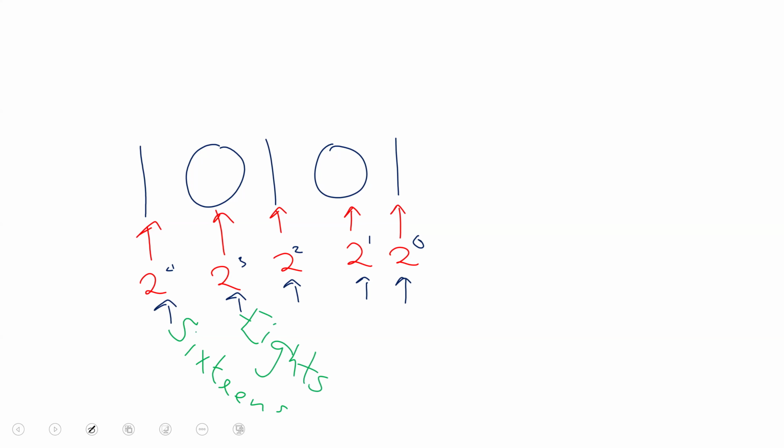2 to power 2. 4. Fours. Then here there is 2 to power 1. Twos. Then here there is 2 to power 0. Ones. Very good. Beautiful. Right? So you can see now the positional values that we have.